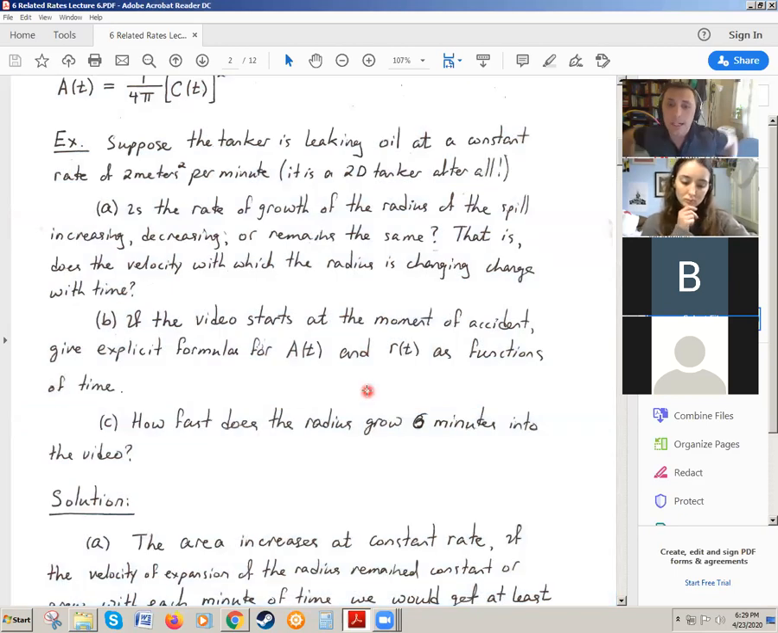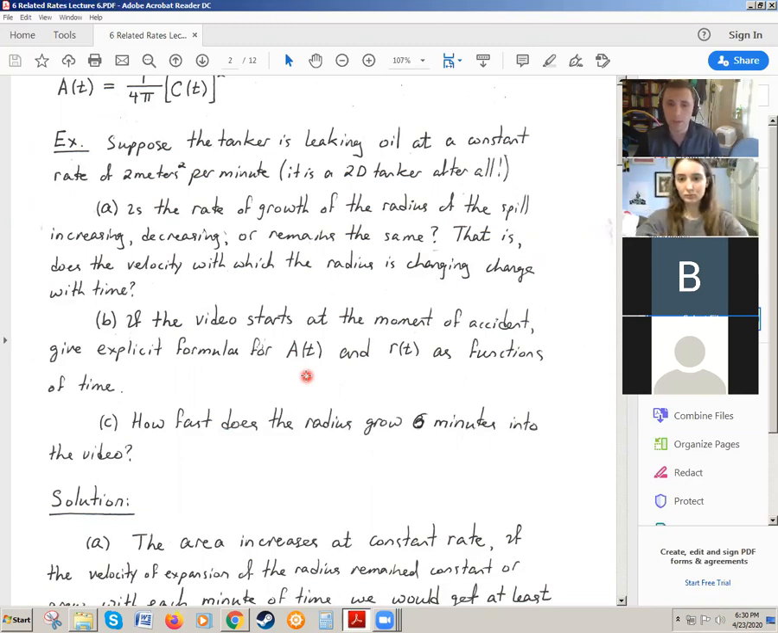The video starts at the moment where the accident just happened. Given that information, I want you to tell me the explicit formula for what is A of t and what is R of t. Can you go back up for the formula up there? Well, we don't need it. We know how the area of a circle relates to the radius. So we want to kind of have the formulas in our hearts as much as we can.